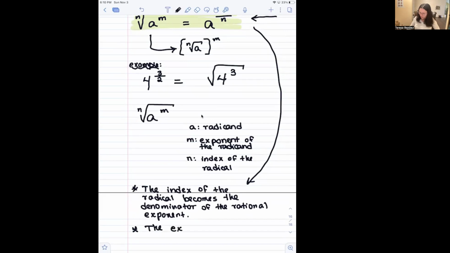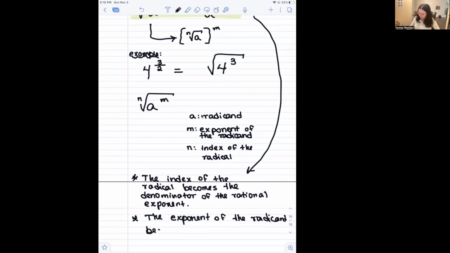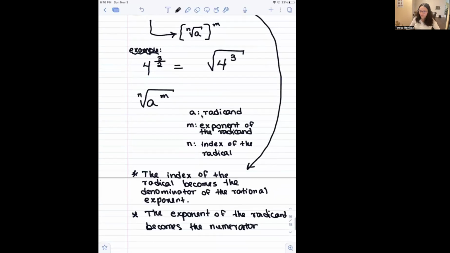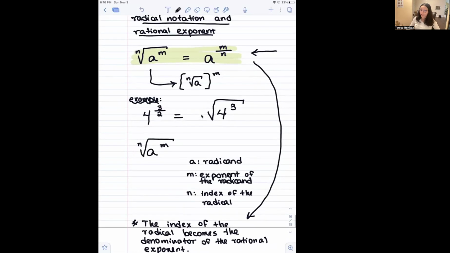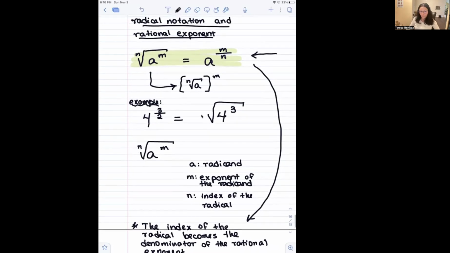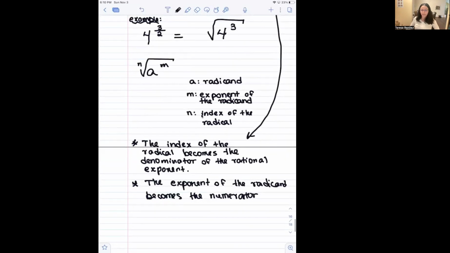There's so much going on here, right? The exponent M, the exponent of the radicand, so the exponent of A, becomes the numerator. This is just the mathy way to explain in words what is happening. I'm going to scroll to what I highlighted up there. Okay, M becomes the numerator, N becomes the denominator when I want to change from radical notation to rational exponent. The exponent of the radicand becomes the numerator of the rational exponent.